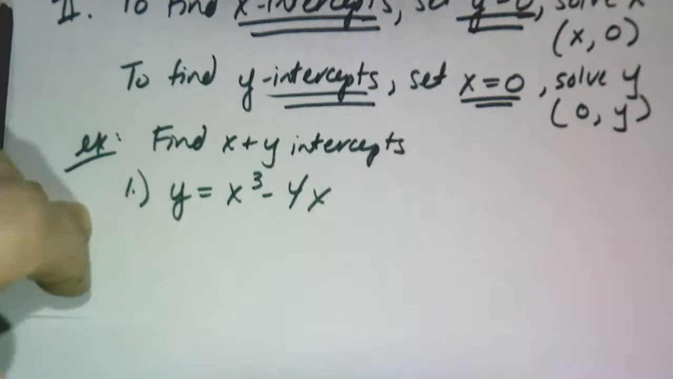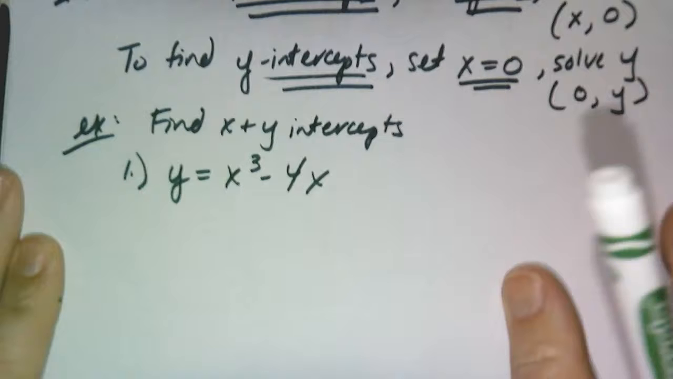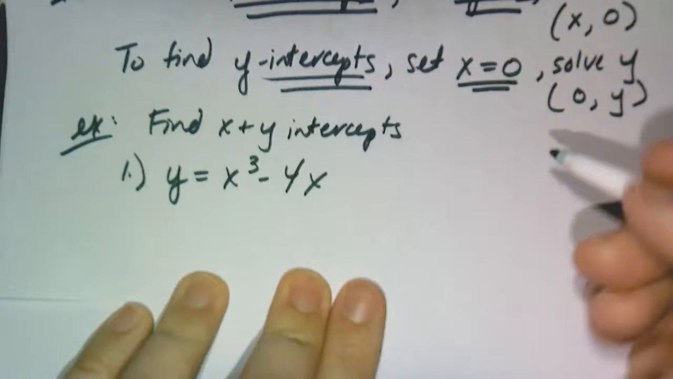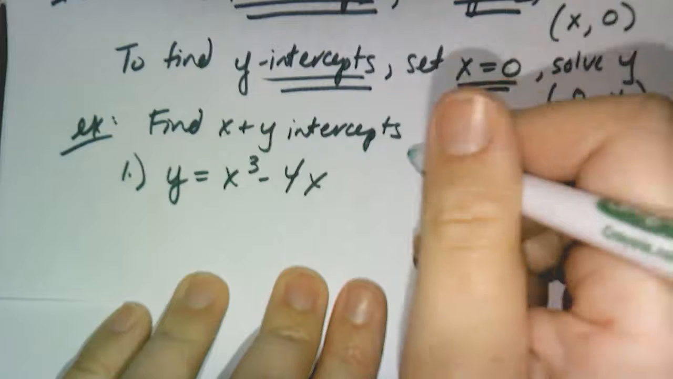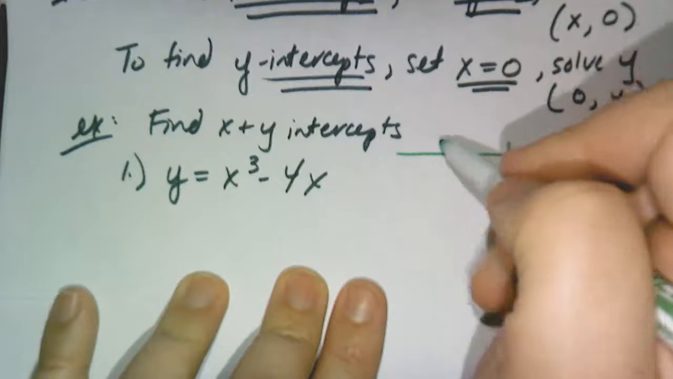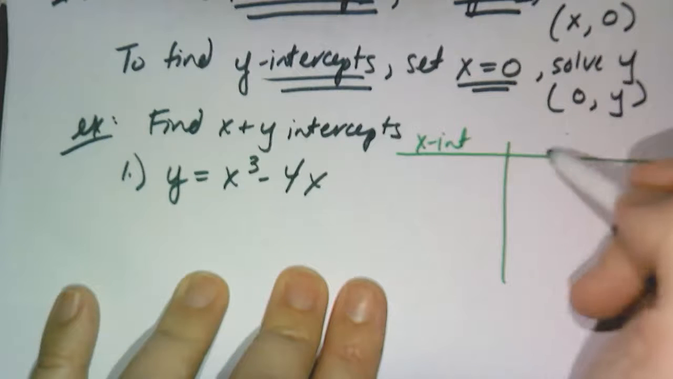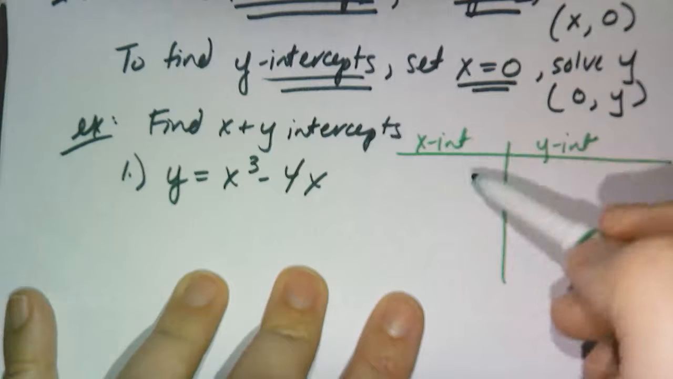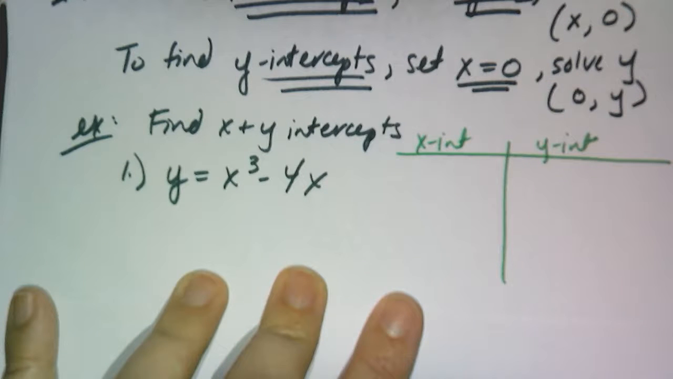I don't have enough room to squeeze it into the next one, so I'll just leave it right there for now. Okay, so here's what I would do. I kind of split my paper up. Here's my x-intercept, here's my y-intercept. And I give myself a little bit of direction based off of what I just told you.